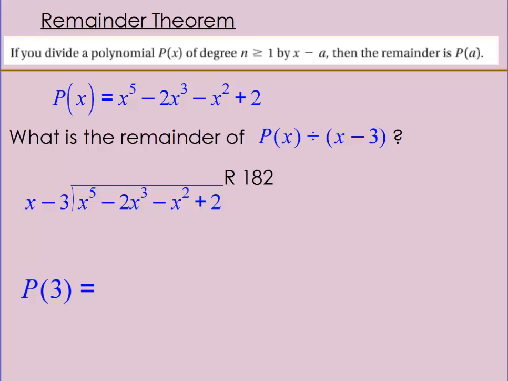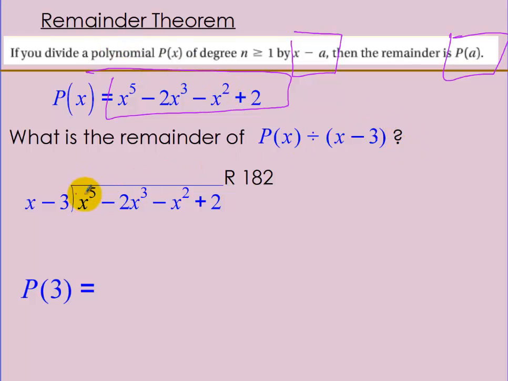All right, remainder theorem. So here's the definition of that. If you divide a polynomial p of x of degree n greater than or equal to 1 by x minus a, then the remainder is p of a. What does that mean in English? So if I have this function here, p of x equals this polynomial right here. All right, what is the remainder when you divide this thing by x minus 3? So the formula is x minus a. That means basically I plug my a value into the equation and figure out what the remainder is.